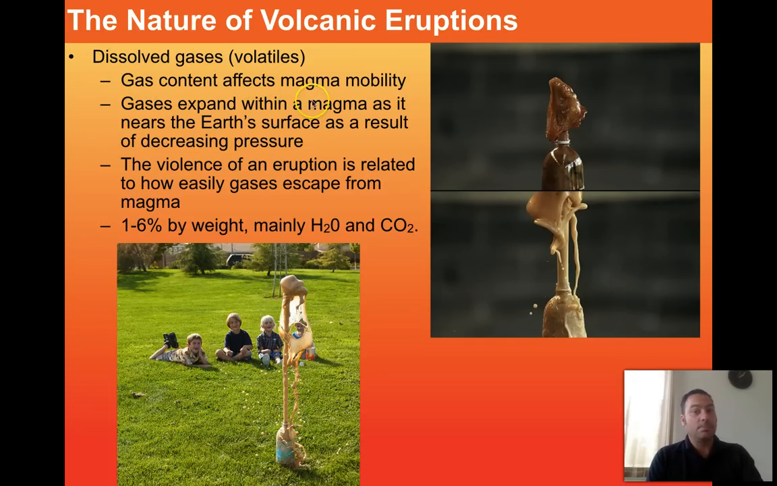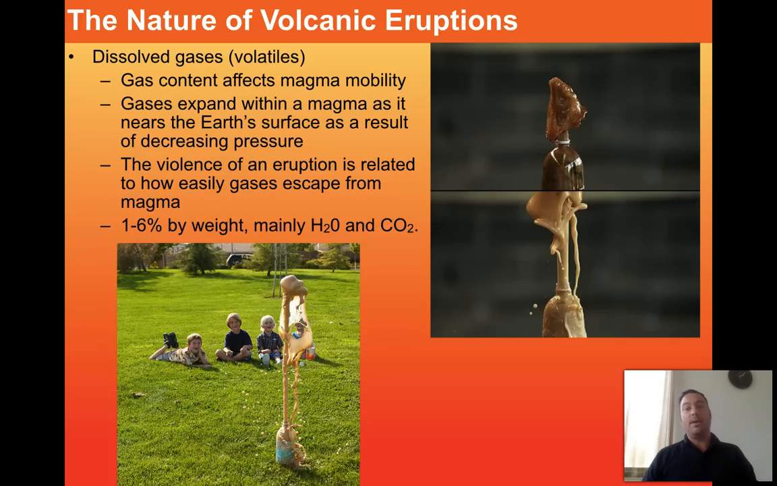Gas content affects magma mobility. Gases expand within a magma as it nears the Earth's surface as a result of decreasing pressure. So the gases are actually dissolved within the magma, almost the same way that, as we're going to demonstrate in these photos here, carbon dioxide is dissolved in your soda pop, right? So when you open the lid, the bubbles start to come out. The violence of an eruption is related to how easily gases escape from magma.